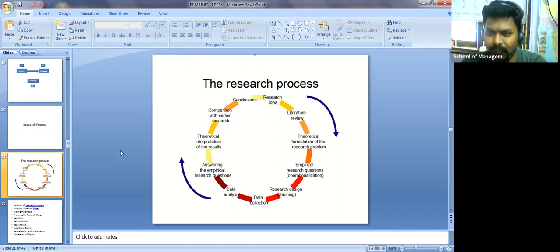Once data collection is over, then data analysis, and when data analysis is over, then answering the empirical research questions and theoretical interpretation of the results, and the comparison with the earlier research and conclusions. So if you know this process, then it is easy for you to do your project work, and even all these concepts which were included in your syllabus copy. Your BRM syllabus itself is talking about the whole cycle.